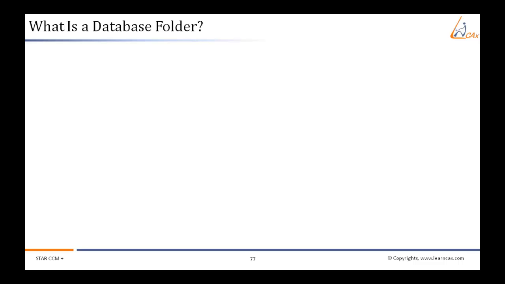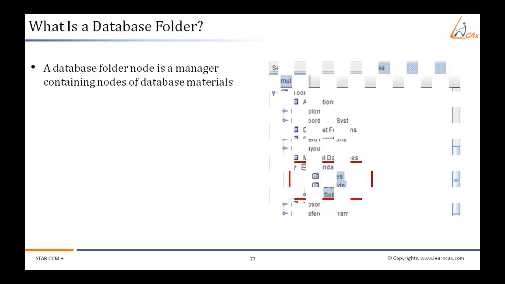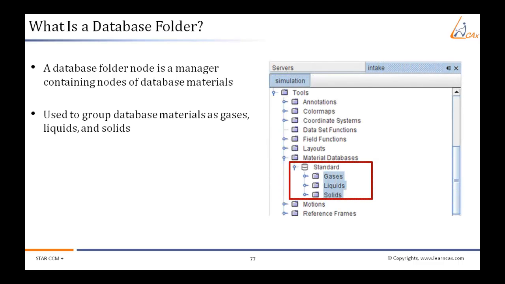What is the material database folder? A database folder node contains database materials. In the default standard material database, these folders are used to group database materials as gases, liquids, and solids.